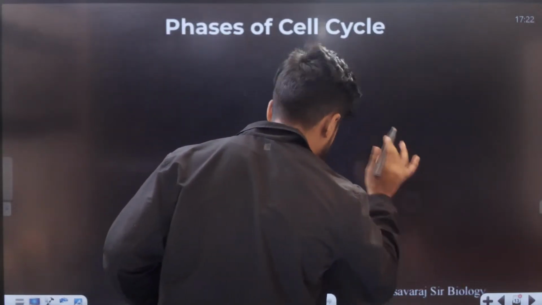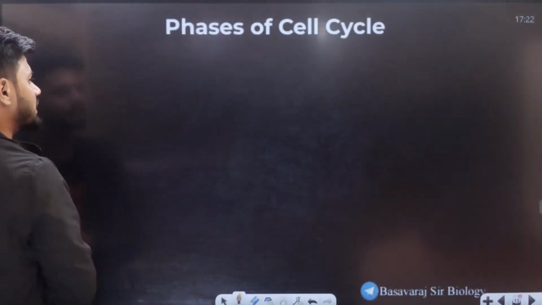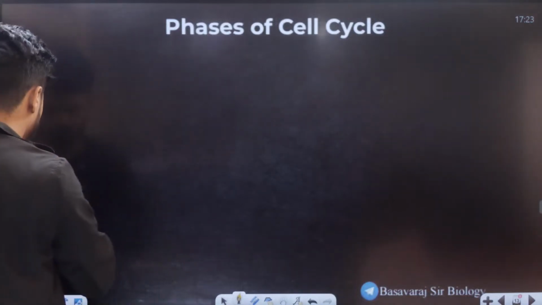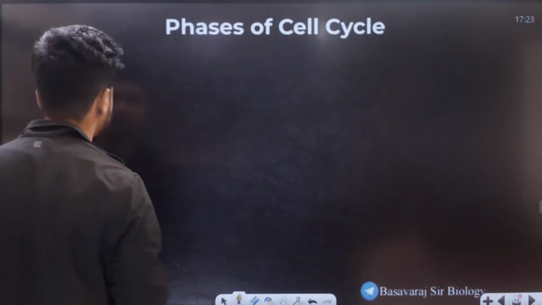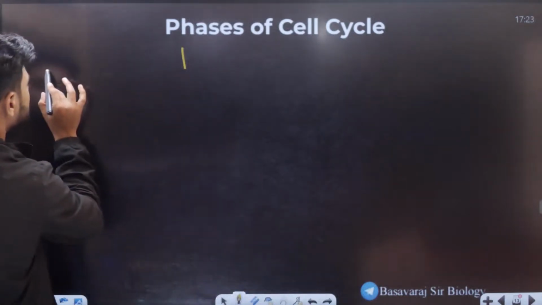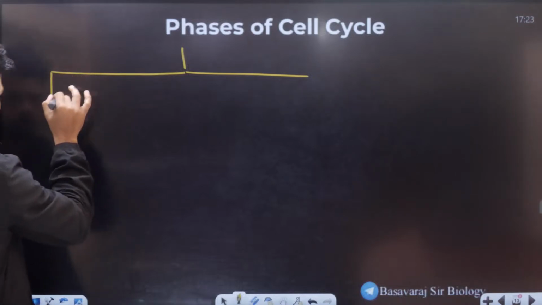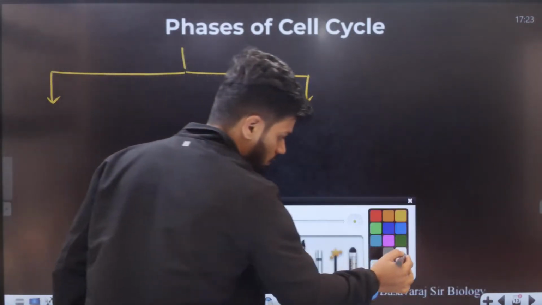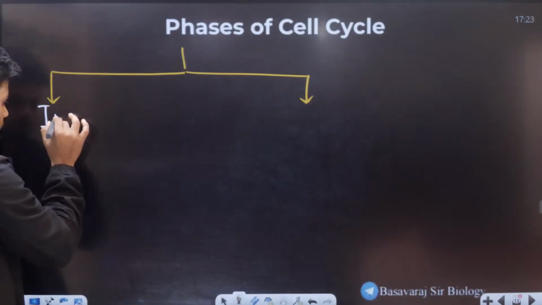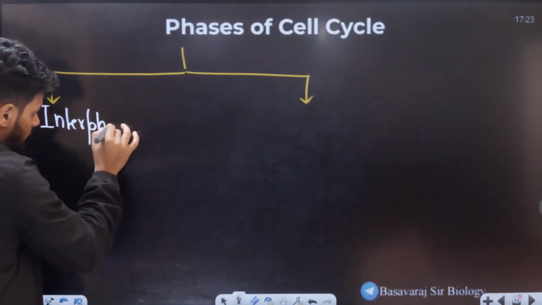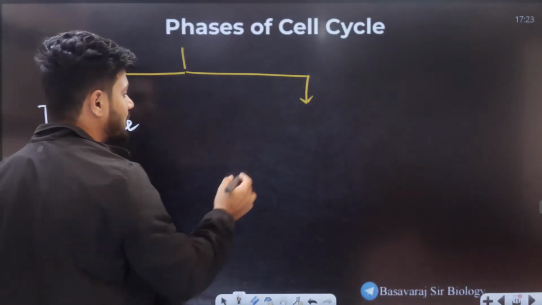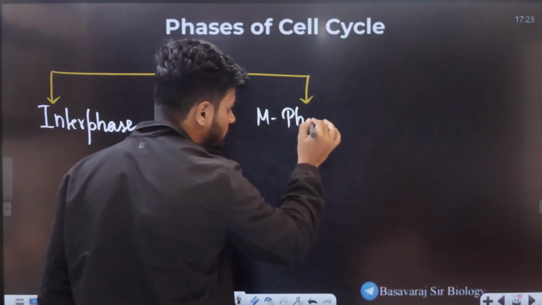Now understand the phases of the cell cycle. Very, very easy to understand. Just follow me. The entire cell cycle is broadly classified into two categories, students. Listen to me very carefully now. The first category here is called interphase. Is that clear to all of you? The second category is called the M phase.